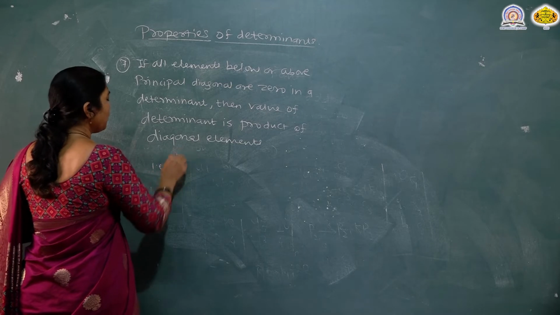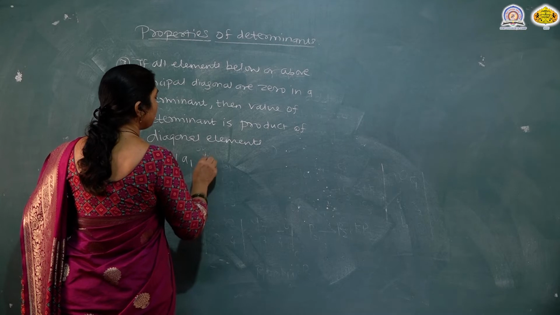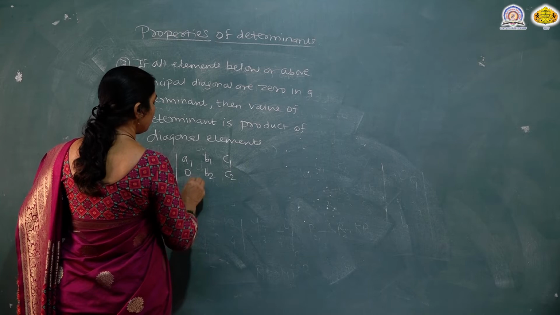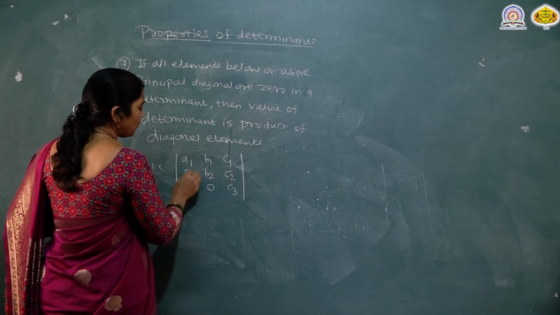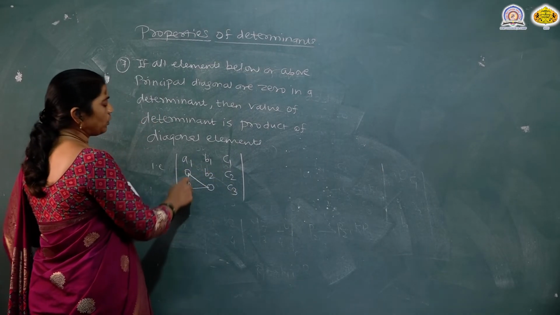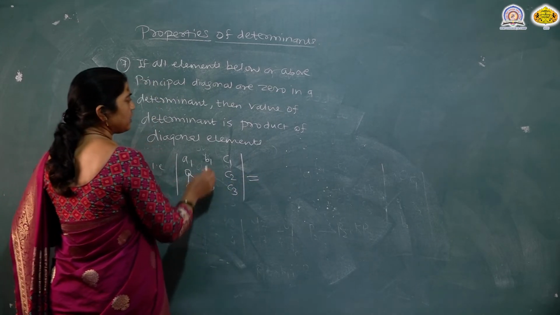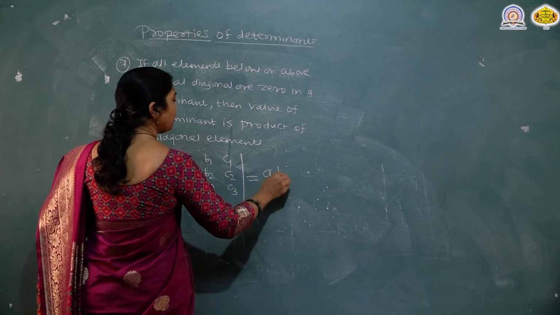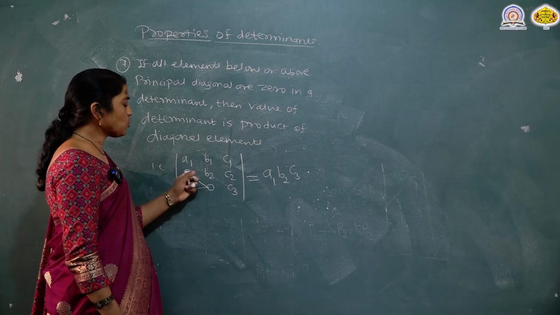That is, if I have determinant a1 b1 c1, 0 b2 c2, 0 0 c3. Observe that below principal diagonal, this is principal diagonal, below this all the elements are 0, and if you expand this determinant, it is nothing but product of diagonal elements. So the answer comes to be a1 into b2 into c3, the product of diagonal elements.